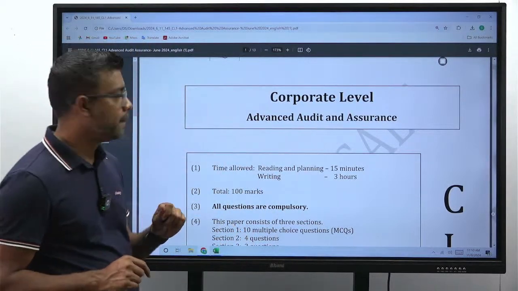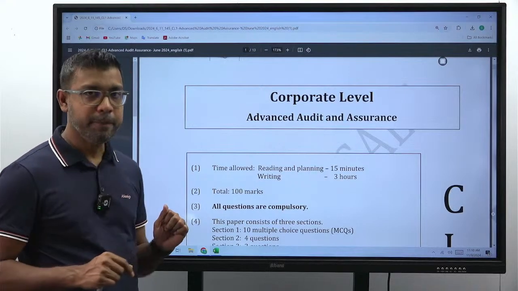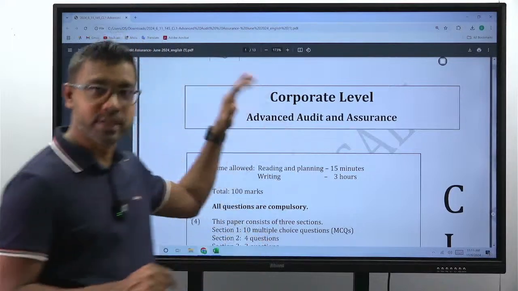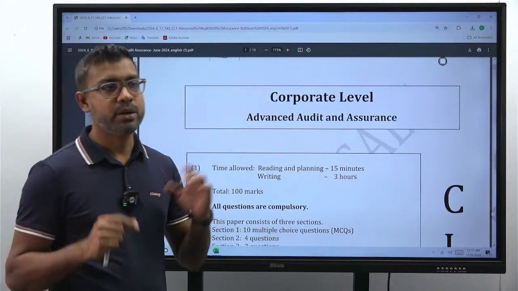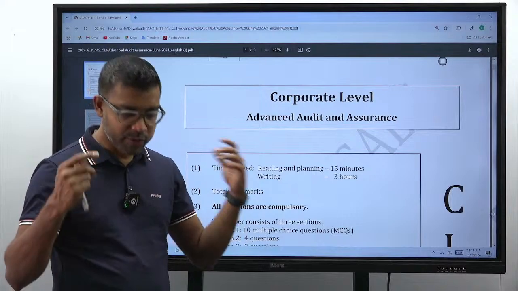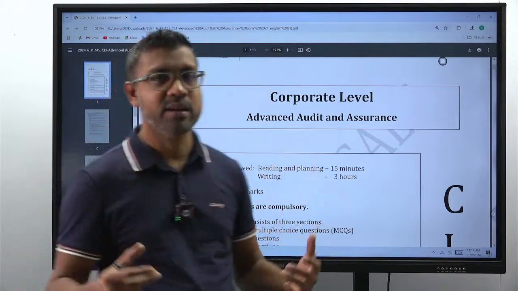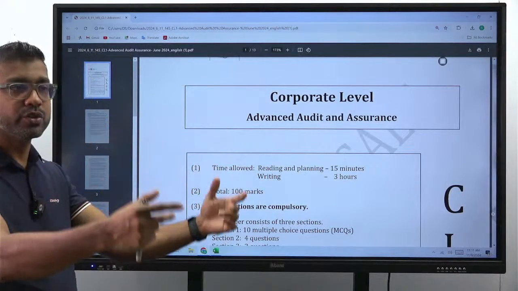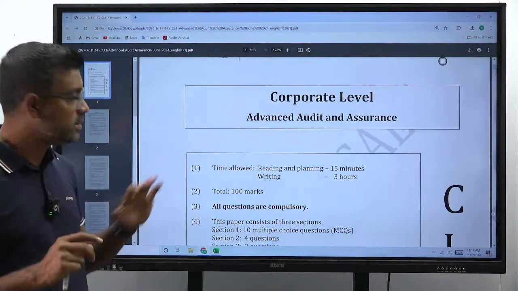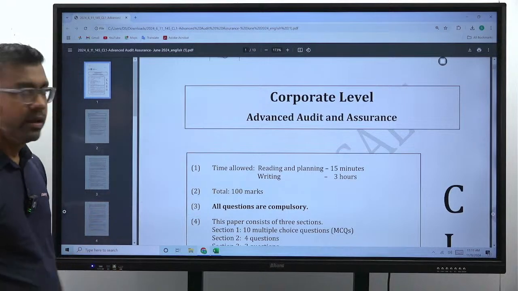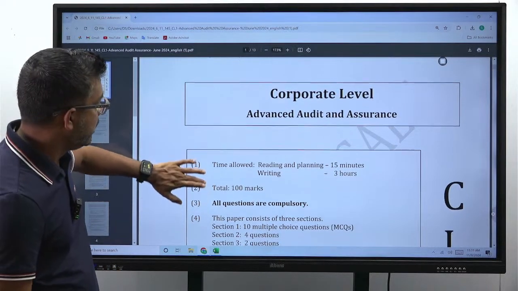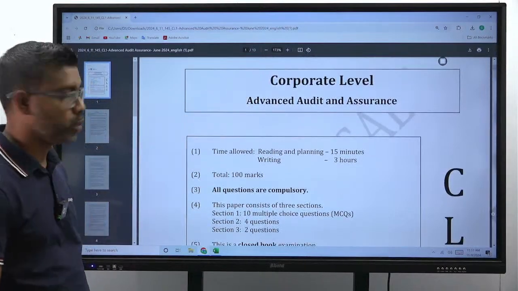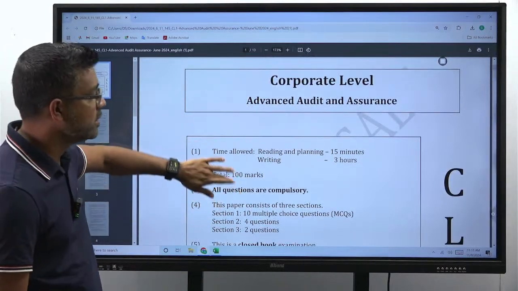You can see the screen. I have selected a recent past paper, not to discuss this past paper, but to explain to you some of the important areas that you should understand before you sit for the exam. So that's the purpose of taking this. If you take your paper, the subject name is Advanced Audit and Assurance. It's corporate level. We call it CL1.